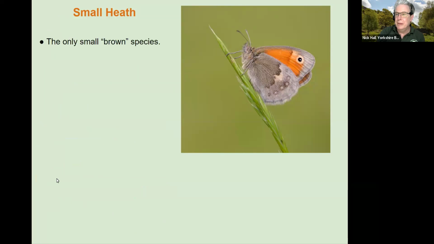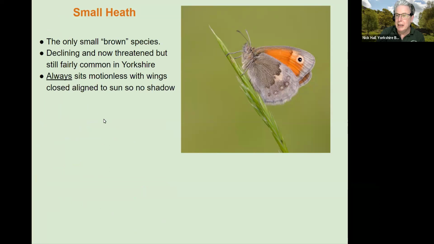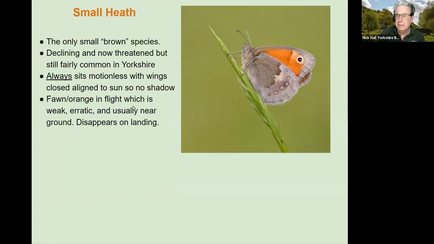Now moving on to our smallest brown species, the small heath. It's declining and it's now threatened in the UK. But fortunately, in Yorkshire, it's still pretty common. It always sits motionless with its wings closed. It aligns itself to the sun, so there's no shadow. That's another little characteristic some of the brown species have of not getting eaten by birds: as soon as you land, turn so you have no shadow.